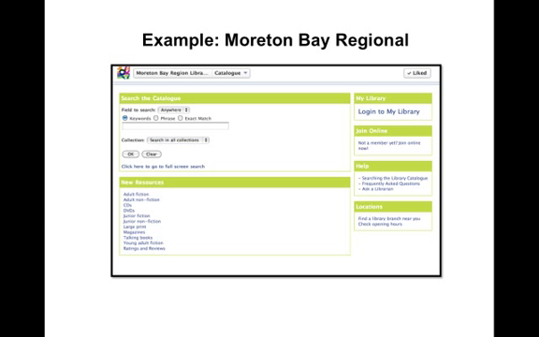Moreton Bay Regional Library have also created a tab on their Facebook page to allow their users to access their catalogue. This has made their Facebook page extremely user-friendly. You can see a screenshot of their catalogue as seen from their Facebook page on this slide. All of the functions from the regular catalogue exist on the Moreton Bay Regional Library Facebook page. This makes it far easier for users to search for their books.